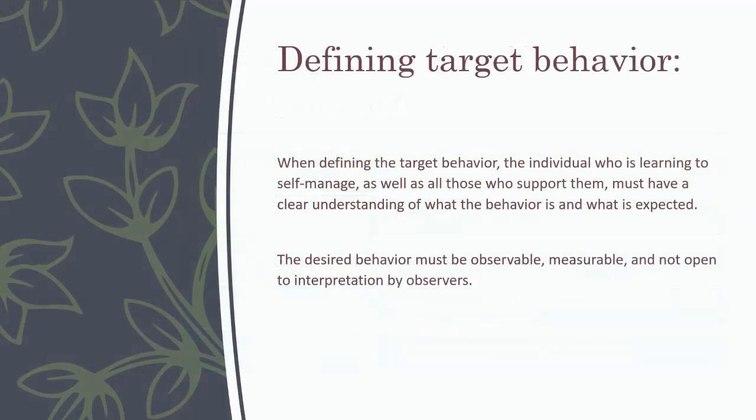When we are identifying target behaviors, the individual who is learning to self-manage, as well as those who support them, must have a clear understanding of what the behavior is and what is expected. Target behaviors cannot be along the lines of the individual will act appropriately at work, because that does not give clear guidelines of what is appropriate and can be open to interpretation both by the individual and those observing. Rather than saying the individual will act appropriately at work, what appropriate is should be clearly defined, such as the individual will say good morning to staff prior to clocking in and will go directly to their work area following clocking in.